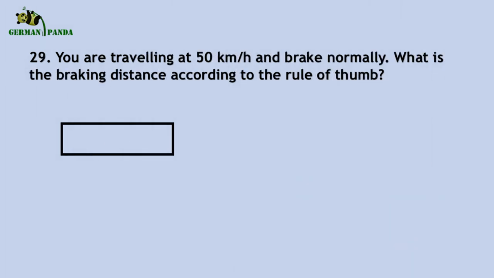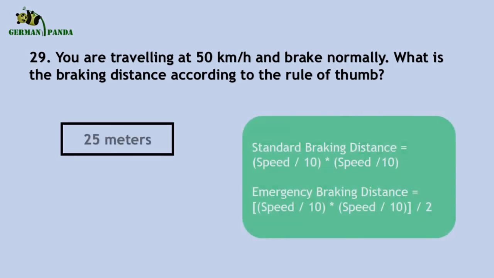You are traveling at 50 km per hour and brake normally. What is the braking distance according to the rule of thumb? 25 meters. Braking distance equal to square of 1/10 of the speed.